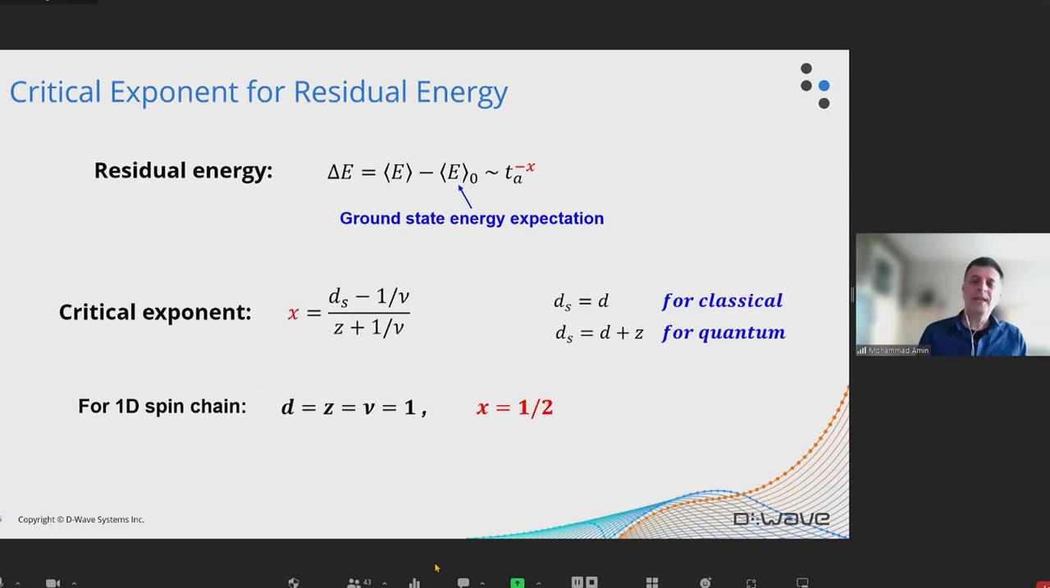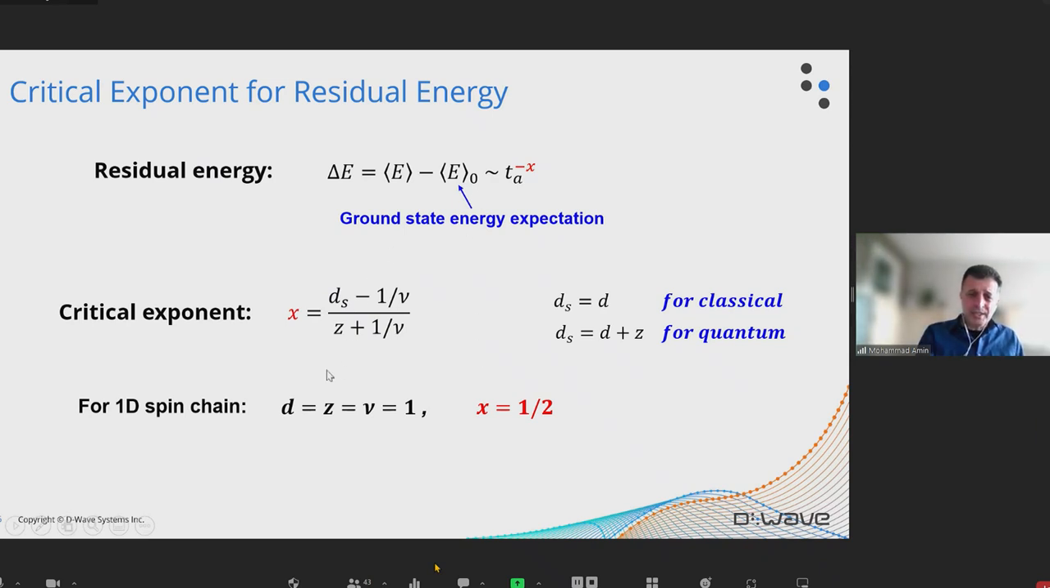But you can take it further and use knowledge of critical phenomena again. Those people who are experts in critical phenomena can tell us how this exponent of residual energy can be related to other exponents. And again, I should acknowledge Anders Sandvik, who collaborated with us. This exponent is related to z plus 1 over nu, which was the Kibble-Zurek exponent, but the numerator has a d_s, which is a dimension. For classical, it is d, the spatial dimension. For quantum, it's d plus z, space plus time. So this formula is not just for 1D, it's for any system that goes through critical dynamics, a second order phase transition, and also not just for classical, but also for quantum.